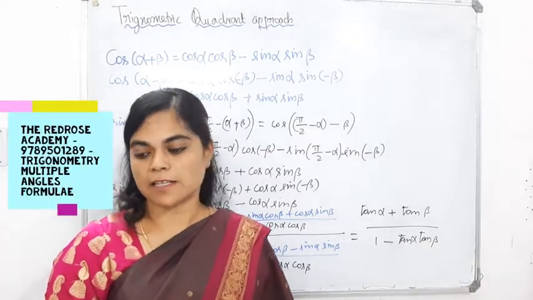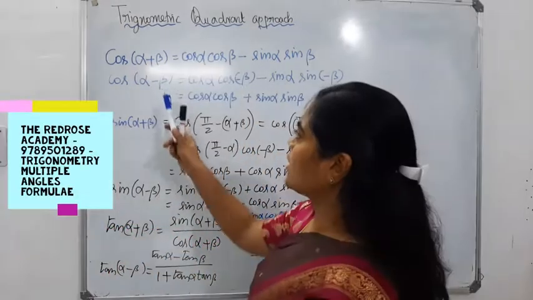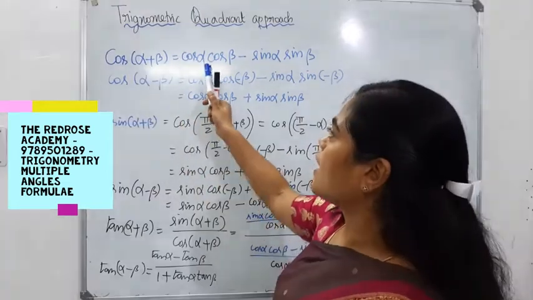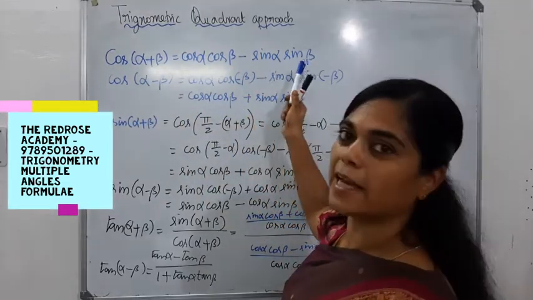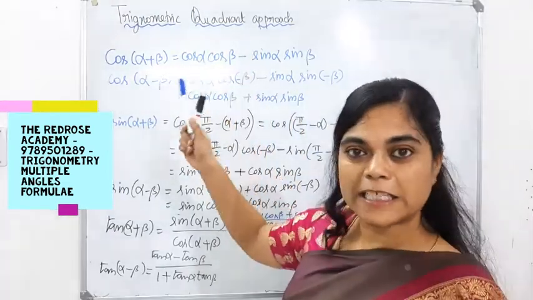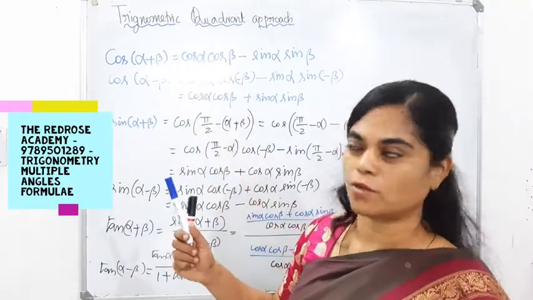We have seen cos alpha plus beta, right? So what is cos alpha plus beta? Cos alpha cos beta minus sin alpha sin beta, we have achieved from that particular derivation, okay, so far.